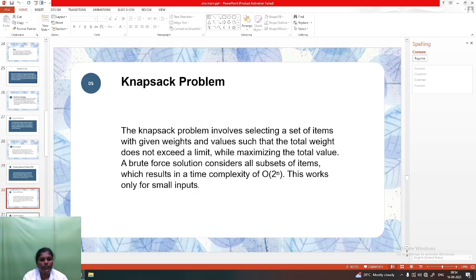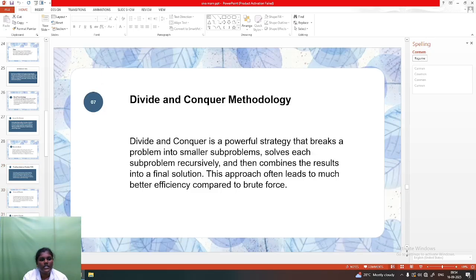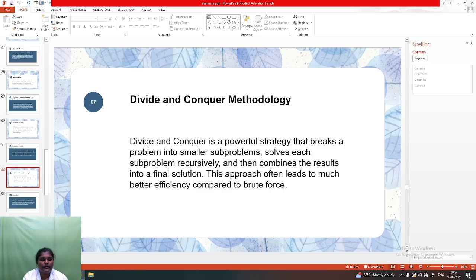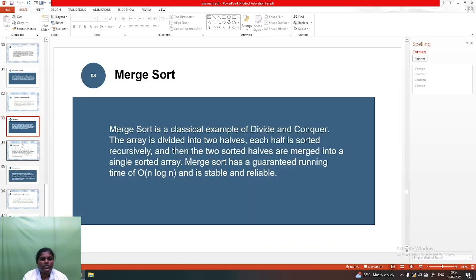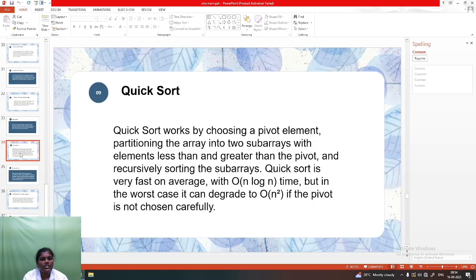Next one, knapsack problem. Next one, assignment problem. Next topic, divide and conquer methodology. Next one, merge sort. Next one, quick sort. Quick sort works by choosing a pivot element, partitioning the array into two subarrays, with elements less than and greater than the pivot, and recursively sorting the subarrays. Quick sort is very fast on average, but in the worst case it can degrade to O(n squared) if the pivot is not chosen carefully.